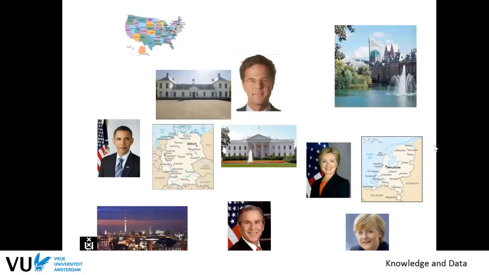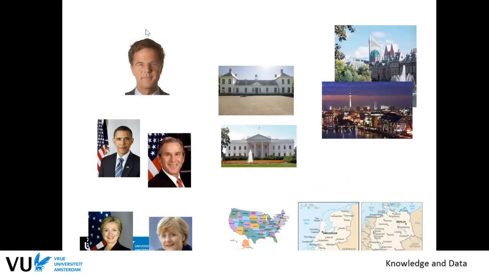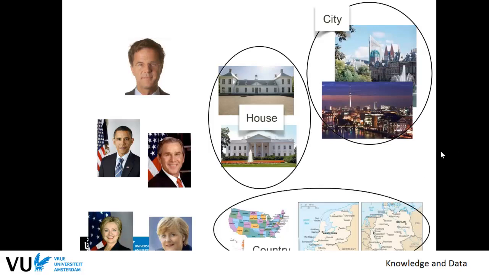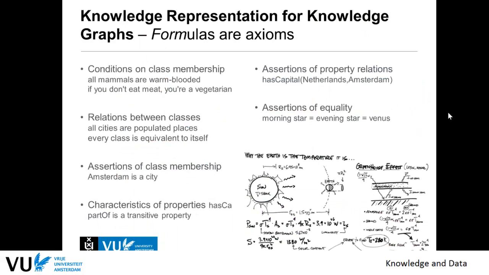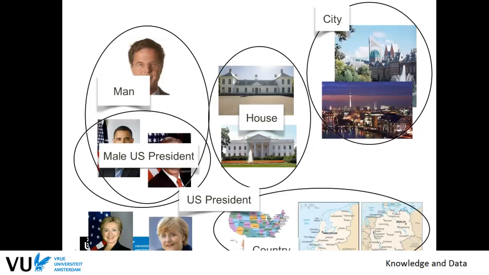Let's see how this looks a bit more in practice. We have many things in the world, like cities, countries, people, and basically what you can do then is to order these things in classes. So we have the class of cities, which is all the things that we will denote to be cities. We have the class of houses, we have the countries, we have the men, and we have US presidents. In this case, we also have things like male US presidents, which is basically the intersection of the US presidents and the men. And we also have the class of women and female politicians and so forth.